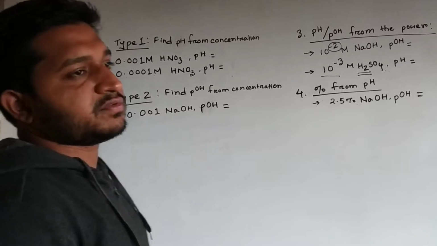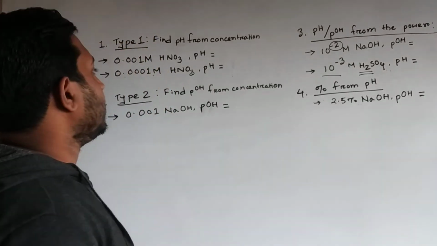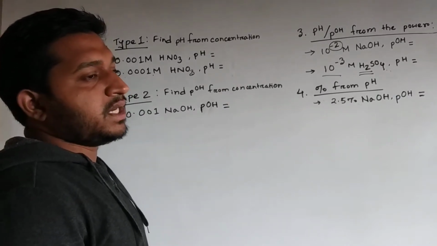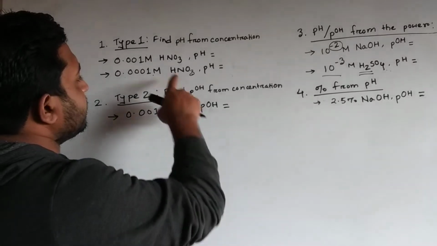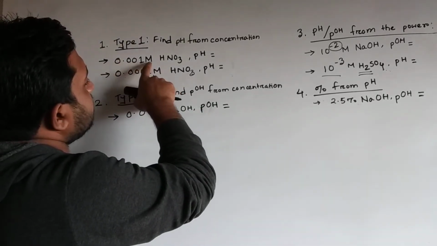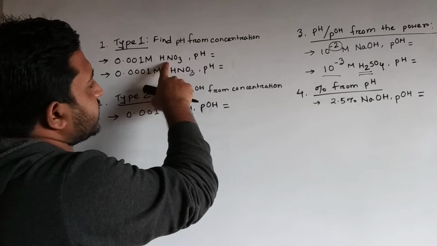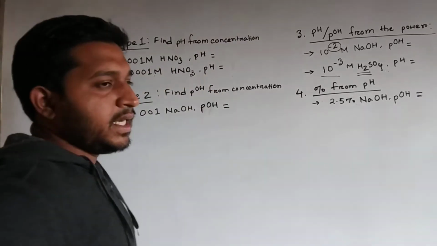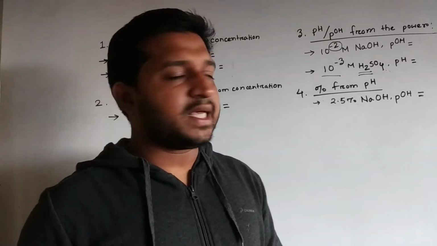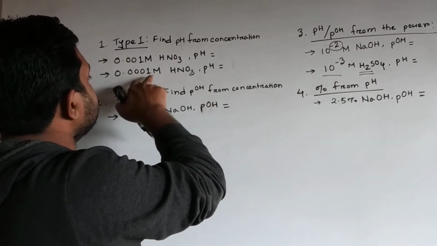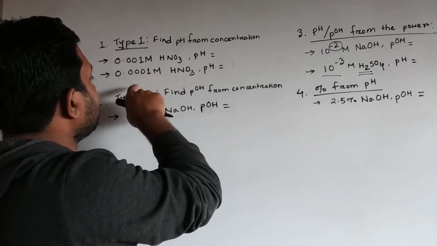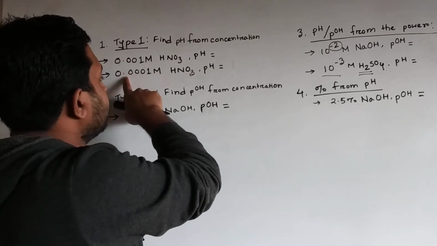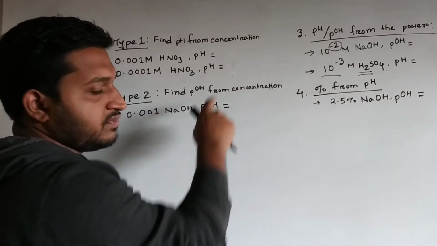How you can find pH from the concentration in any kind of solution, like nitric acid or sulfuric acid. So let's see. Here I have mentioned 0.001 molar nitric acid and 0.0001 molar nitric acid. What will be the pH? In case of these types of math, you just have to remember one thing: count the digits after the decimal point. You will find the pH very easily.